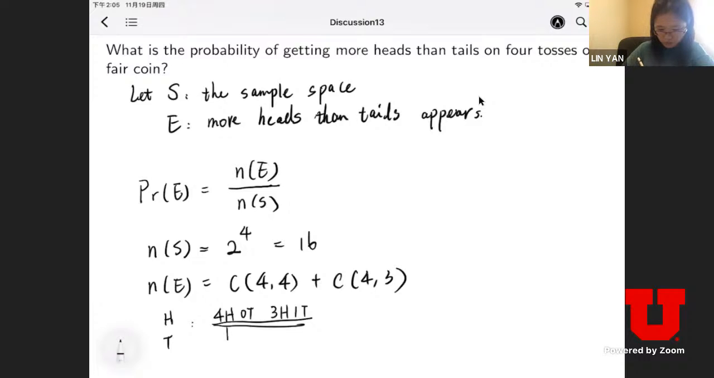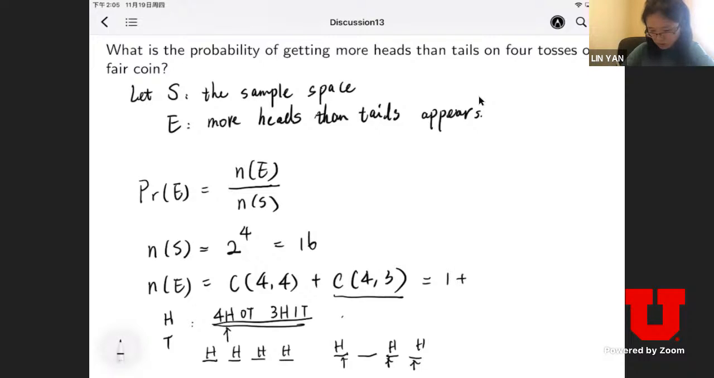In the first one, we have 4 coins, and all of them are H, so it is 4 choose 4. And for the second one, we should choose 3 positions to put heads on, such as this one. So it is 4 choose 3. So 4 choose 4 is equal to 1, so NE is equal to 1 plus 4. It is equal to 5.